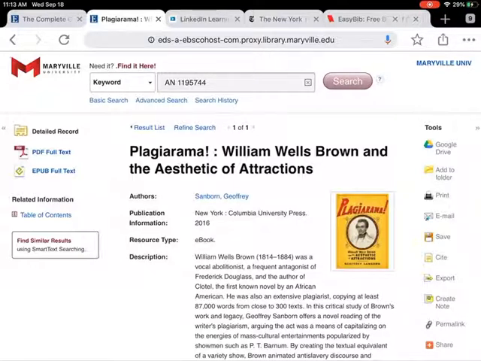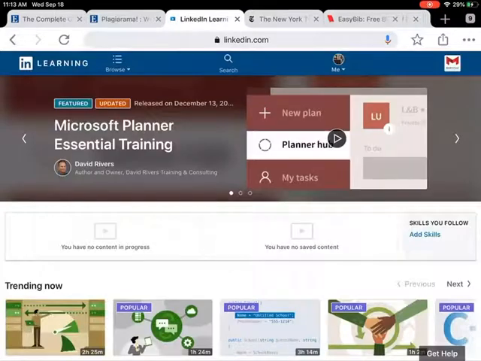You'll find resources like this, and like the complete guide to understanding and avoiding plagiarism, on the Truth Is Out There Plagiarism LibGuide that will be published today. Some other non-ebook resources you could find are going to be access to databases we have at the library. One of these is LinkedIn Learning.